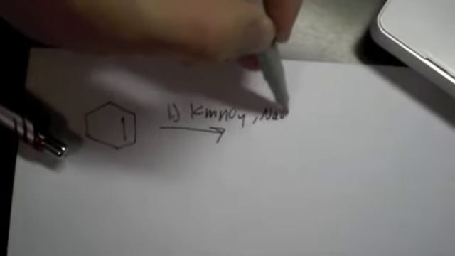So for the first reaction, we will draw the compound that we're starting with, and we have a double bond, and what we're using is KMnO4, NaOH, and heat, and the solvent we're going to be using is H3O+. That's for the first reaction.